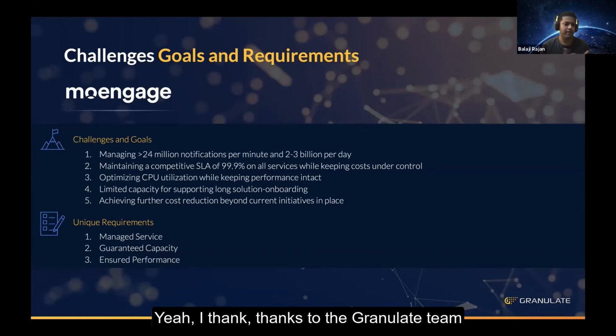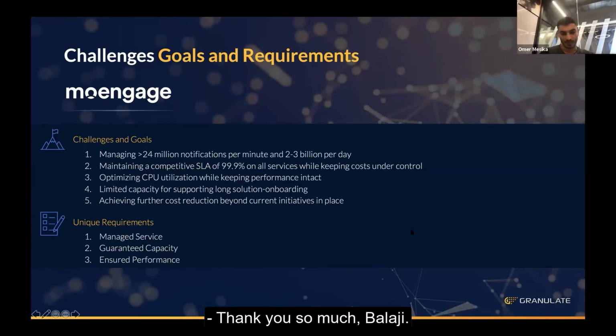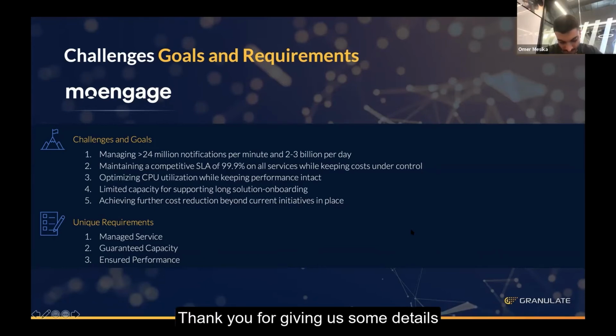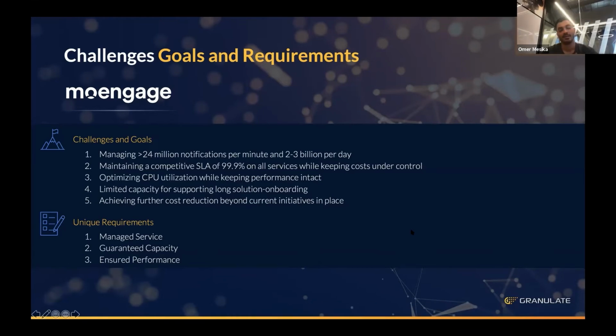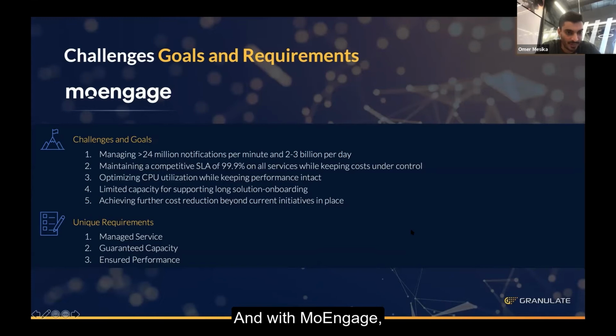Thanks to the Granulate team for launching the tool, which helped us make some optimizations. Not just some, it's a very good optimization without making any changes in our code. Thank you so much, Balaji. Thank you for giving us some details about the challenges that engineering teams and DevOps teams are dealing with at MoEngage, and I think a lot more people can relate to that.